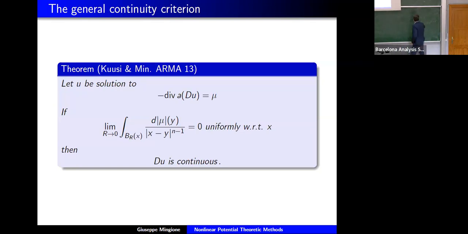So if mu belongs to L^1, then this condition is satisfied. But this condition tells, at a microscopic level, how the density of the measure on the right-hand side influences the creation of discontinuities in the gradient. So it's very much in the spirit of the classical potential theory by Beurling, Choquet, and so forth, that they did for the Laplacian. It's exactly their statement from the 30s, but now it's for any linear equation.